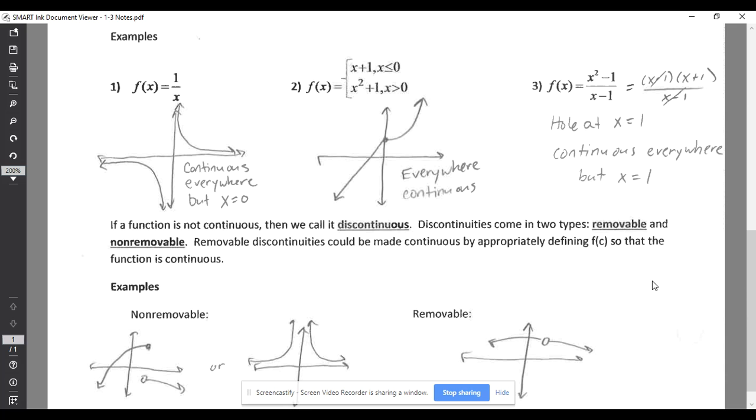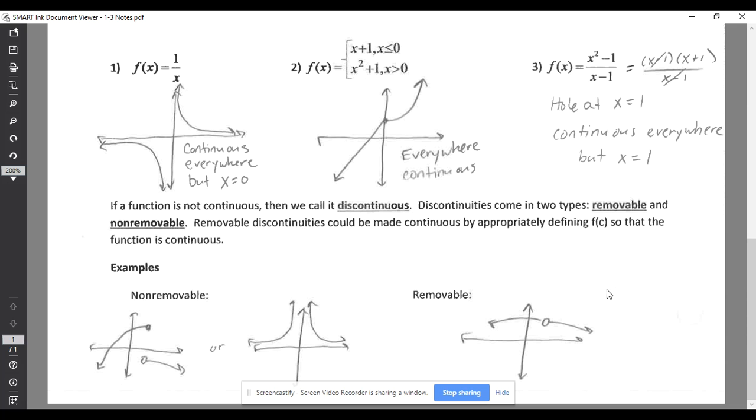Discontinuities, there are 2 types of them, removable and non-removable. Removable discontinuities could be made continuous by defining the function so that the function is continuous. That's kind of a weird definition, but let's look at the examples here. These are 2 examples of non-removable discontinuities. If we said that this x value was c right here, there's no way you could define that to make this continuous.